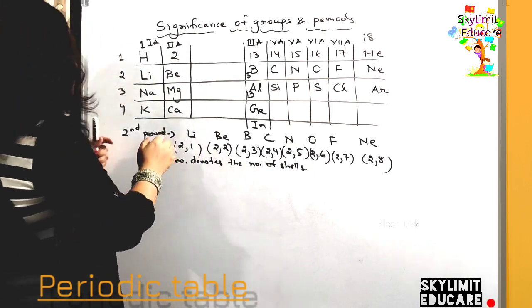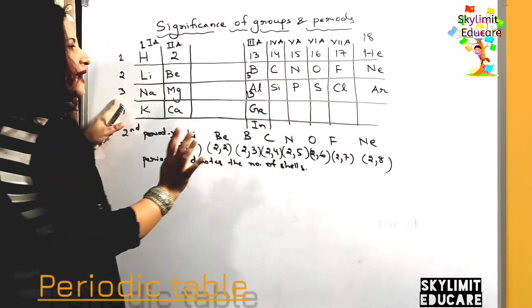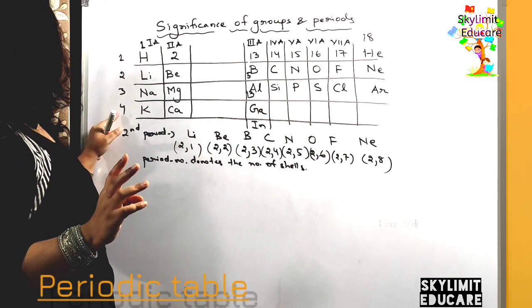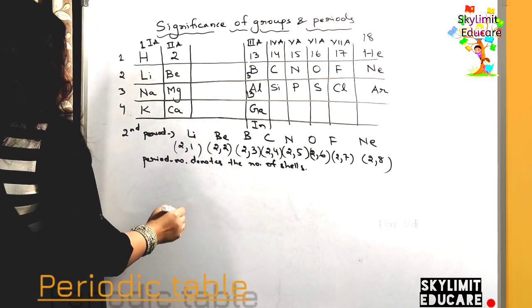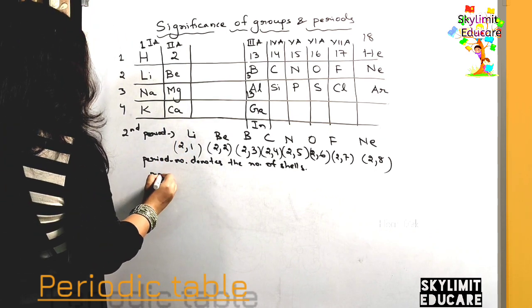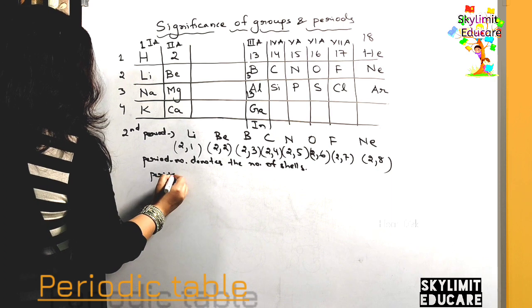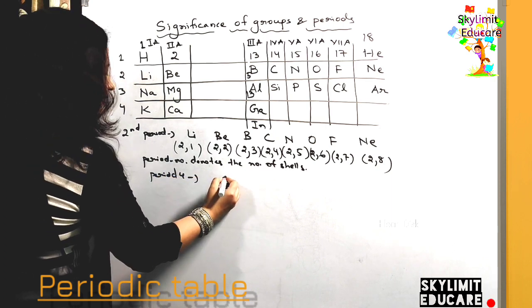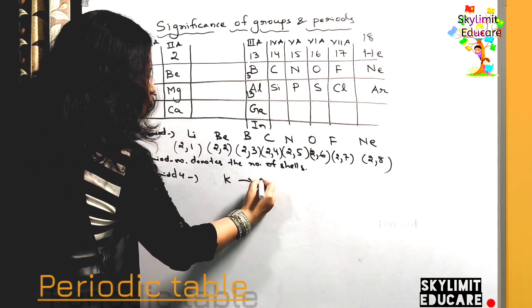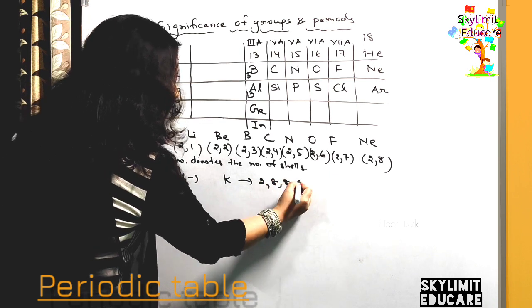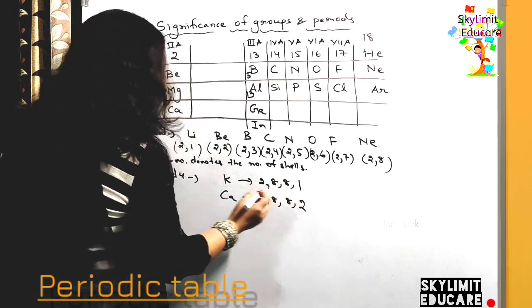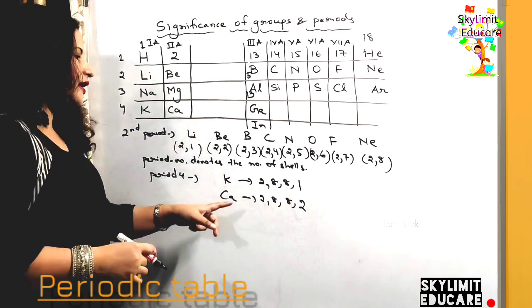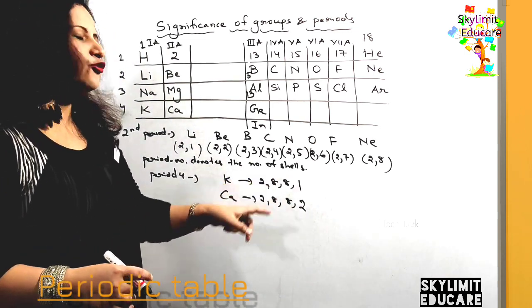Suppose the elements belonging to period 3, they have what? 3 shells. Elements belonging to period 4 have 4 shells. Let us try for calcium and potassium. They belong to which period? Period 4. So let us write the electronic configuration. For potassium it is 2, 8, 8, 1, and for calcium it is 2, 8, 8, 2, and they belong to the same period, that is period 4. You can count the number of shells, 1, 2, 3, 4, both have 4 shells.